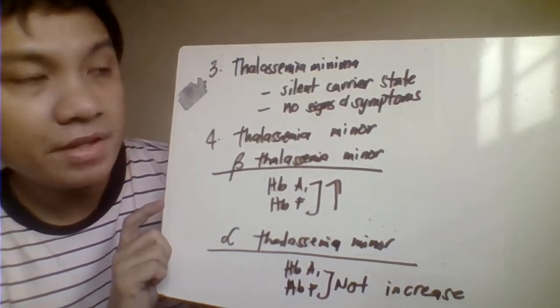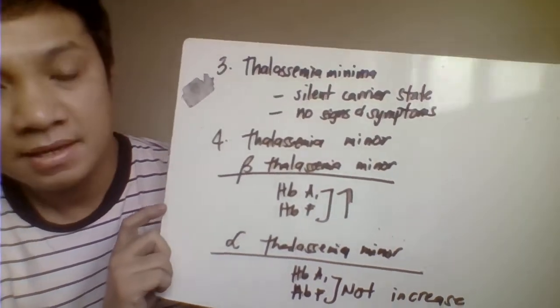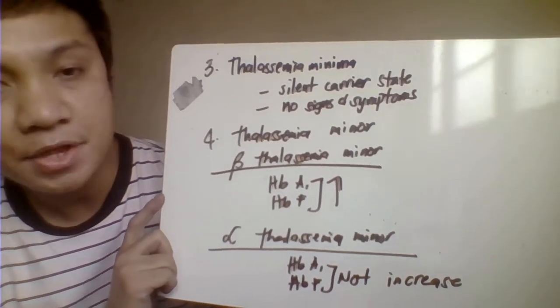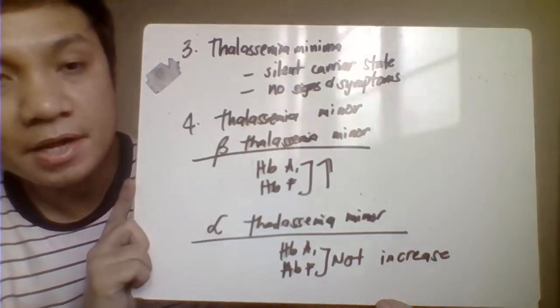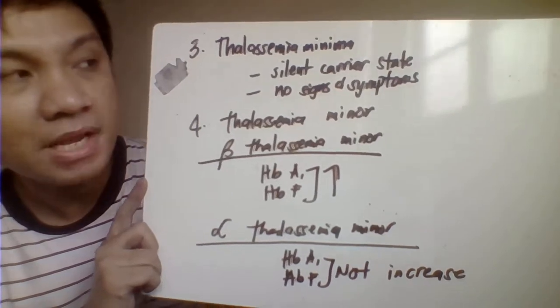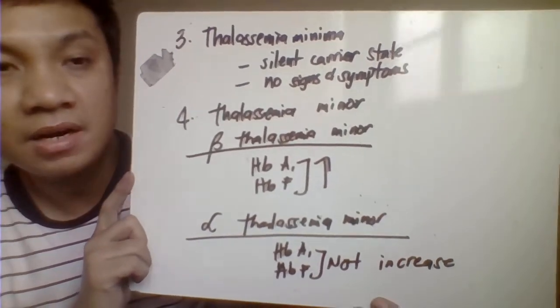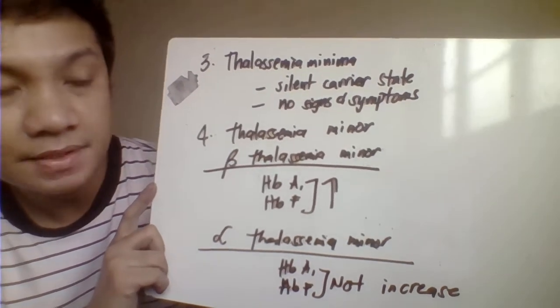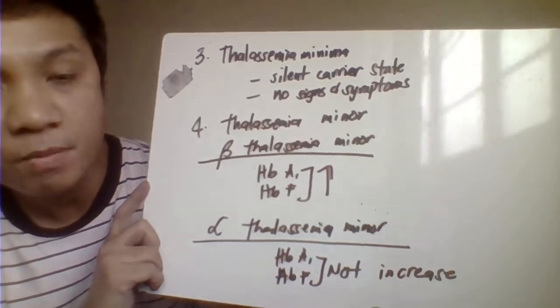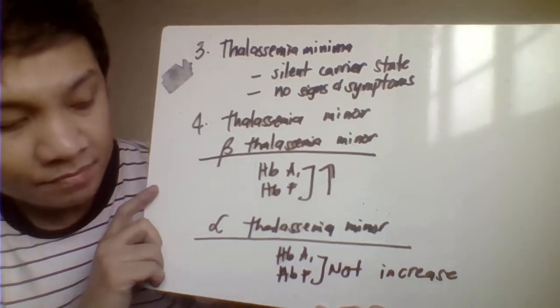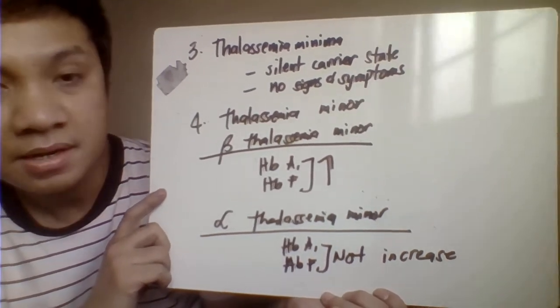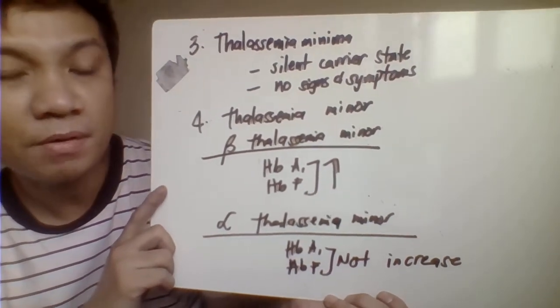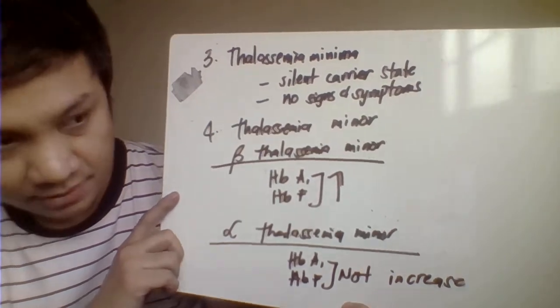Okay, another one, we have your thalassemia minima that pertains to your silent carrier patient. Kasi silent carrier patients are those patients wherein they don't have signs and symptoms. Then we have thalassemia minor. Beta thalassemia minor is characterized by hemoglobin A2 and hemoglobin F both increased. Alpha thalassemia minor is characterized by hemoglobin A2 and hemoglobin F not increased.